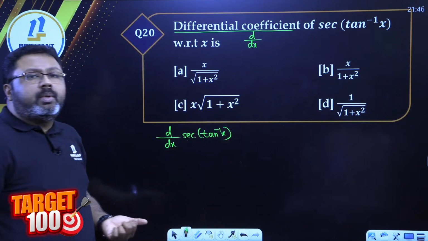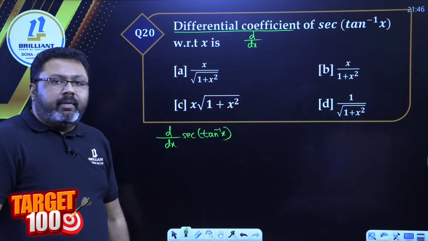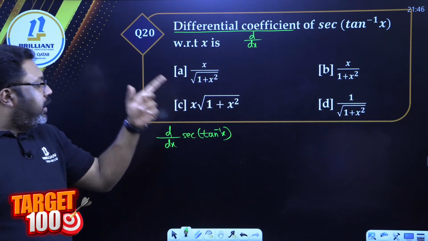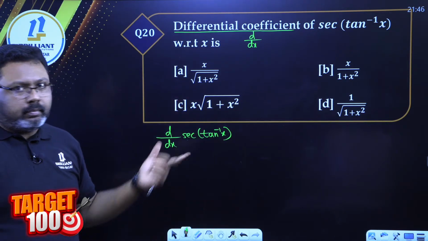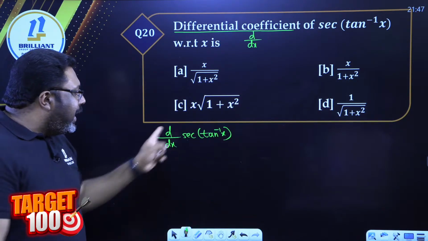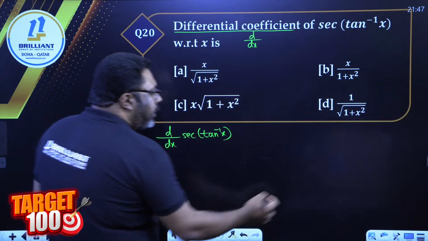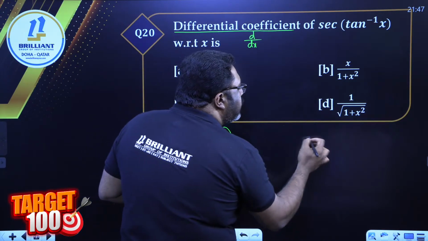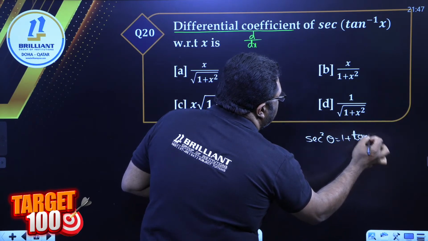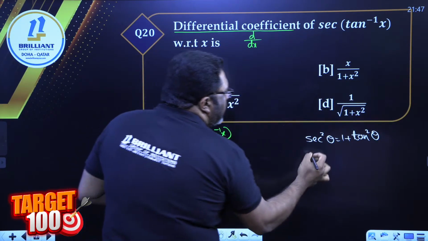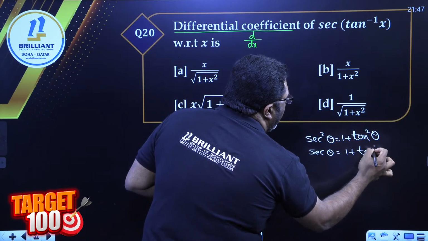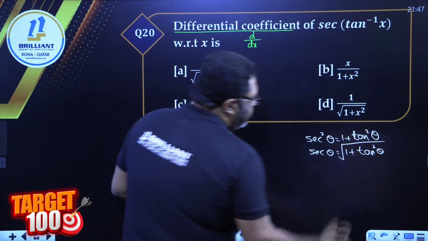You know what happens to students here? They straight away start doing the derivative, and they will say sec x tan x into derivative of tan inverse x, and they'll keep doing like that. No, my options do not have the sec and tan. So my first priority is to get rid of that. And I know from trigonometric identities that sec squared theta is equal to 1 plus tan squared theta. So what is sec theta? 1 plus tan squared theta under the root.